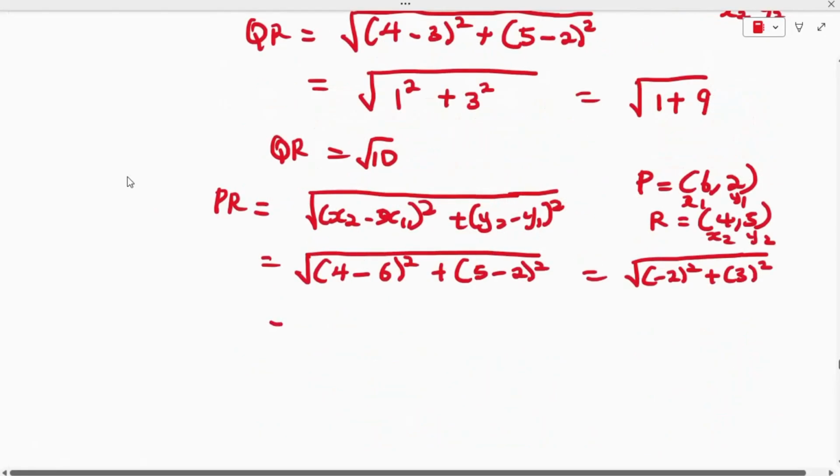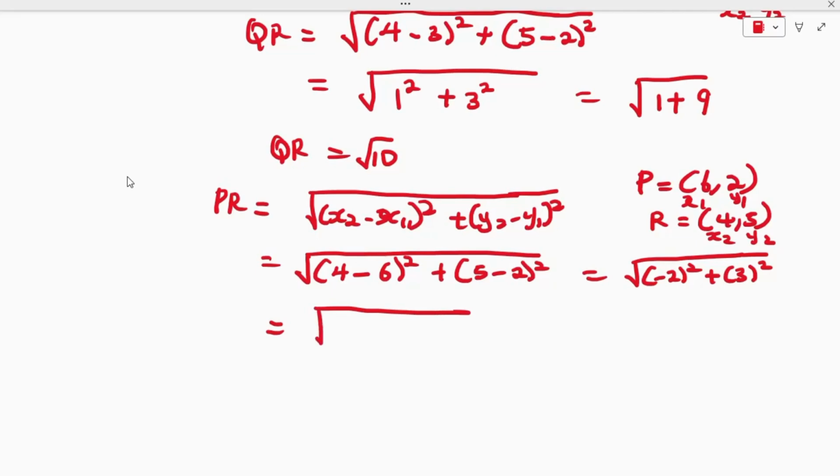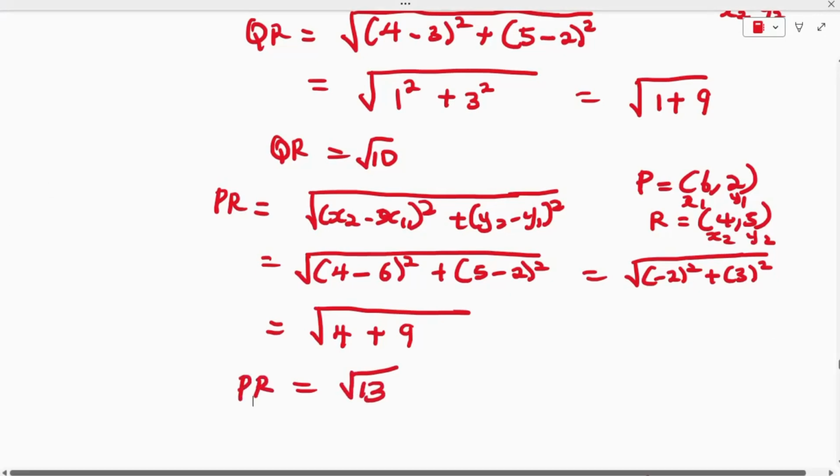So this is equal to the square root of minus 2 squared is 4, plus 3 squared, which is 9, and this is equal to the square root of 9. 4 plus 9 is 13. So we have PR is equal to the root of 13.